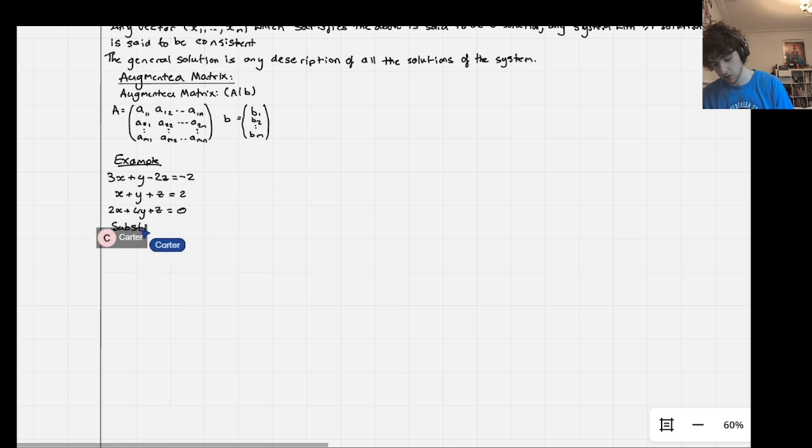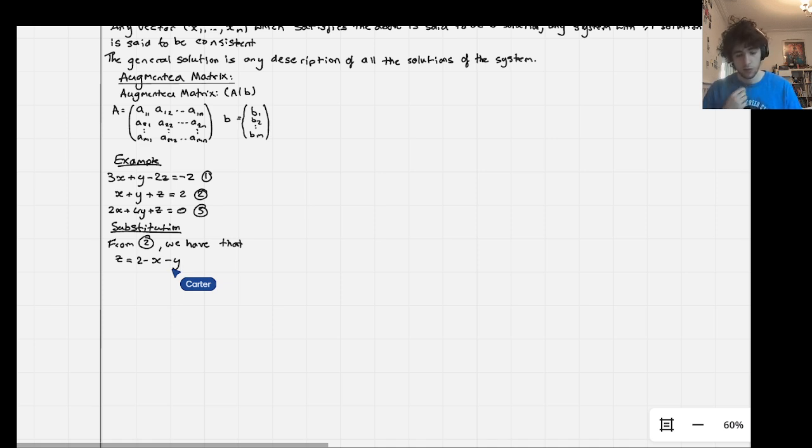So substitution tells us to do the following. So we can number these equations. So that's 1, that's 2, that's 3. From 2 we have that z is equal to 2 minus x minus y. So we're just solving that for z. And then what we want to do is substitute this into 1 and 3. So we're going to substitute z equals 2 minus x minus y into equations 1 and 3.